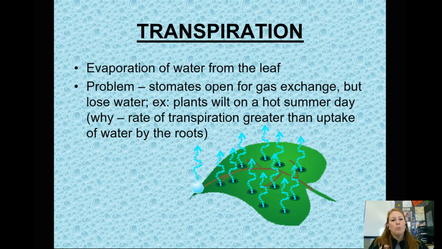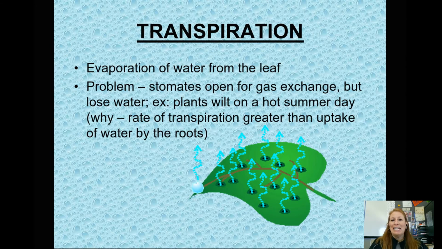So there is a problem that plants face all the time. If it's a really super hot day and there's not a lot of water around, and the rate of transpiration is greater than the water being brought up by the roots, the plant is going to lose more water than it can bring up. In that case, the cells are going to shrink and shrivel and the plant is going to wilt.